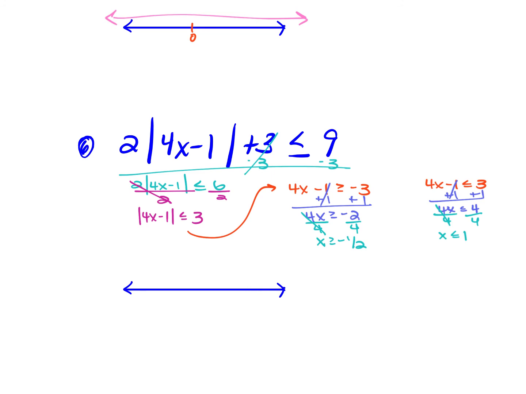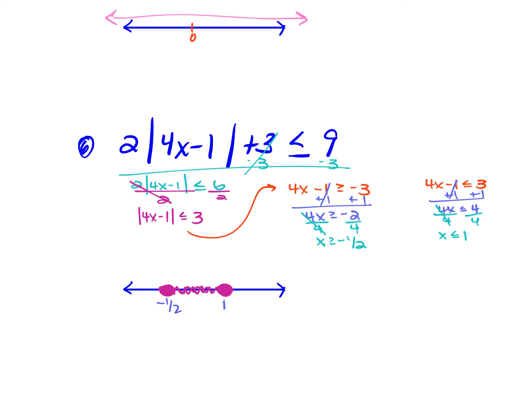Your 2 numbers on your number line are going to be negative 1/2 and positive 1. What kind of circles go on both of these numbers? Closed circles, because they are also equal to. And then which way is your line going to go? In towards each other or away from each other? It goes in.